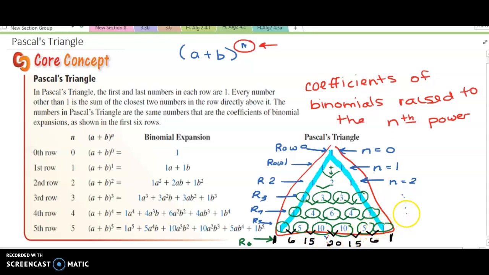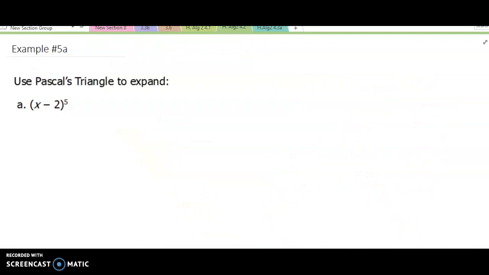Now we're going to go on and learn how to apply this. We can remember that Pascal's triangle gives us the coefficients of a binomial to the nth power. So something that looks like this.